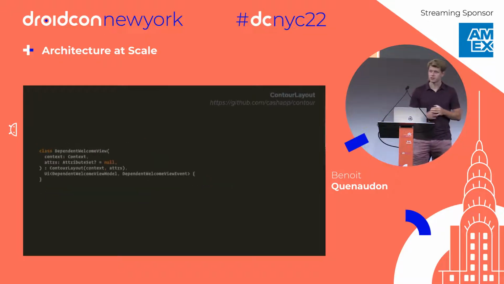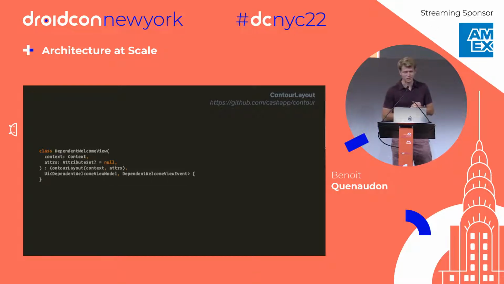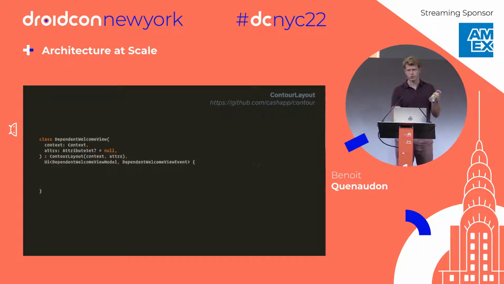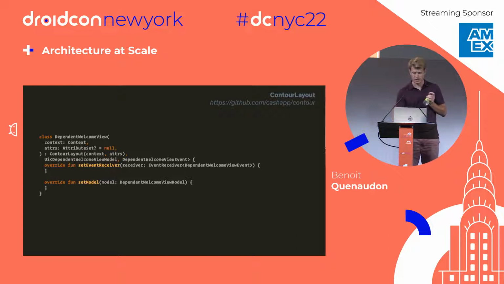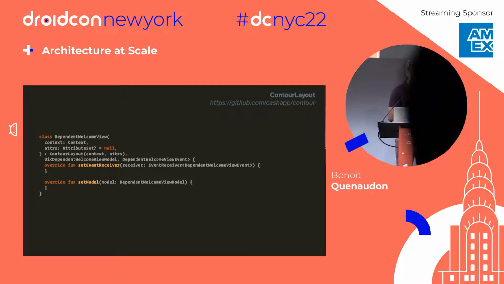So Compose UI is a good thing to use, but I'm still in love with Contour and I still use it, so my example will be in Contour for this talk. So in Contour we write everything in Kotlin. We don't have XML anymore. We have the 2 methods that the UI interface asks us to implement.